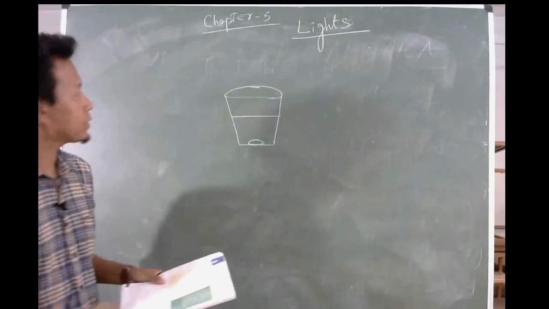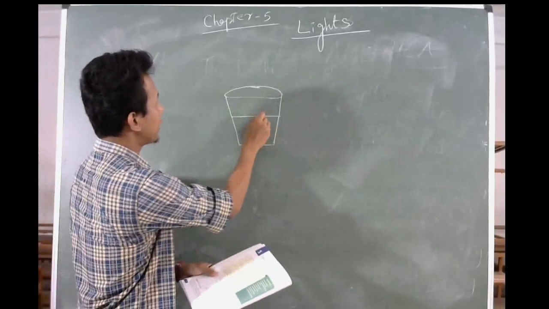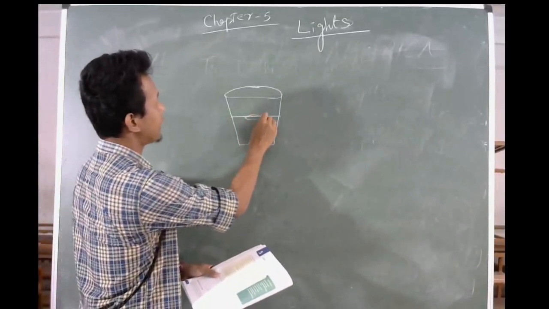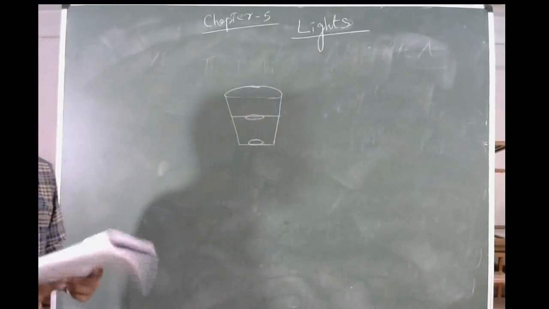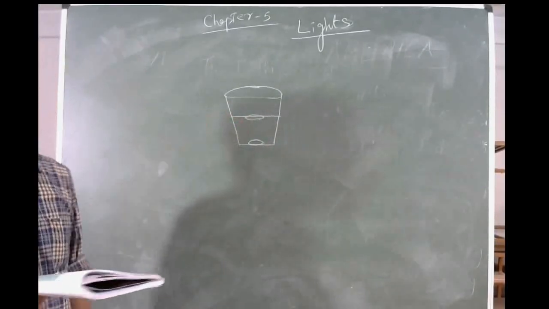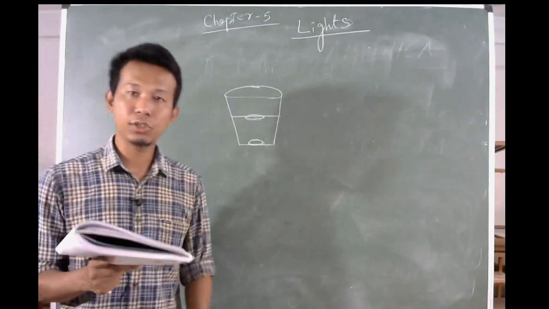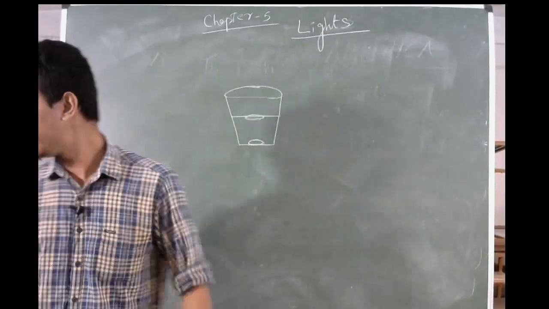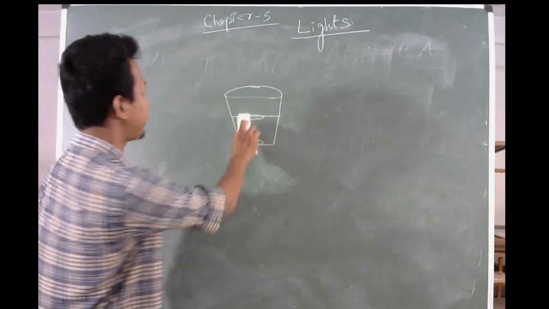You will be surprised. You will see that this coin is getting refracted. This coin is getting visible from a distance. So why is this happening? This is happening because of refraction of light. Okay? So we can take another example.